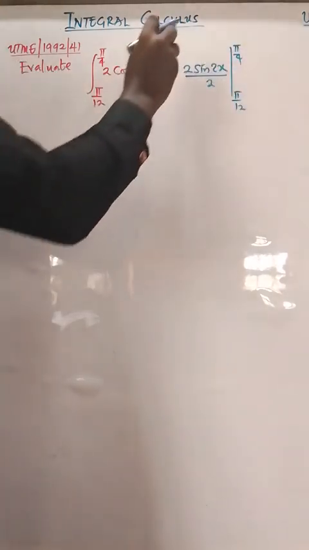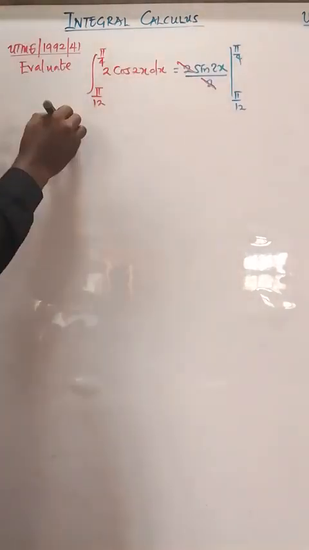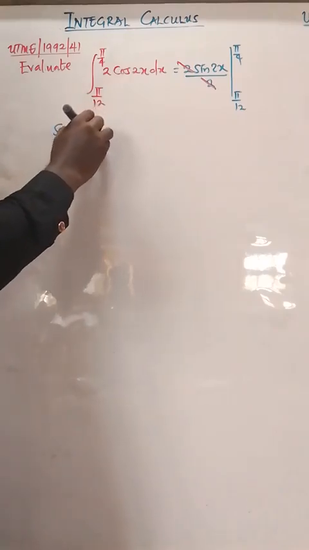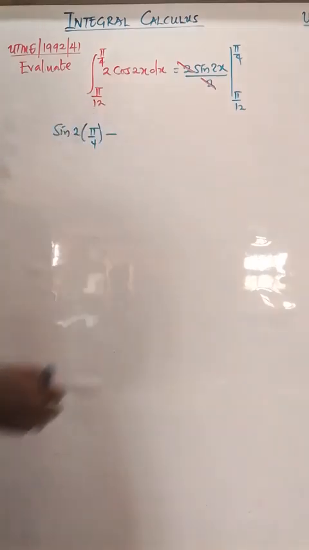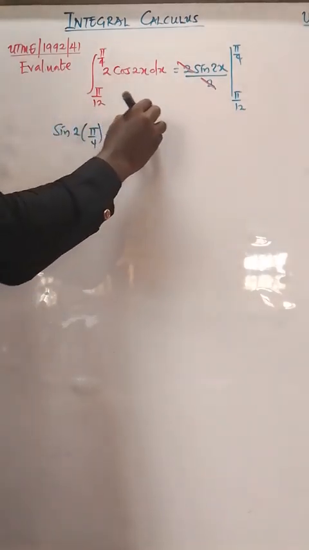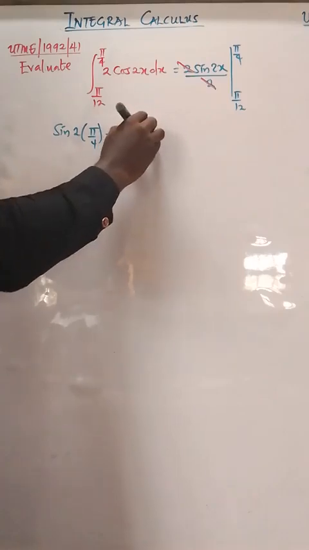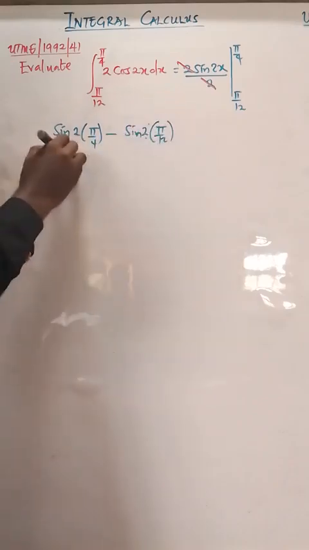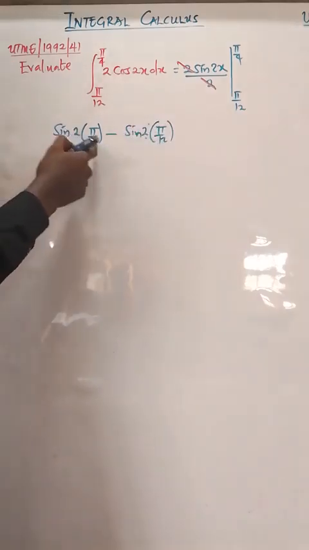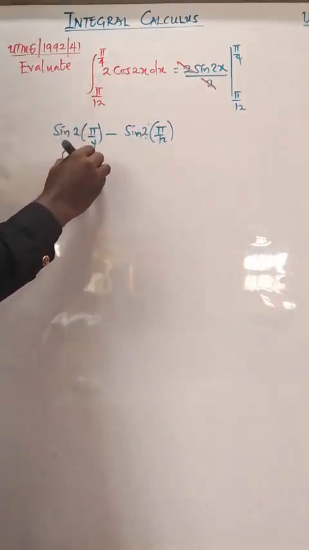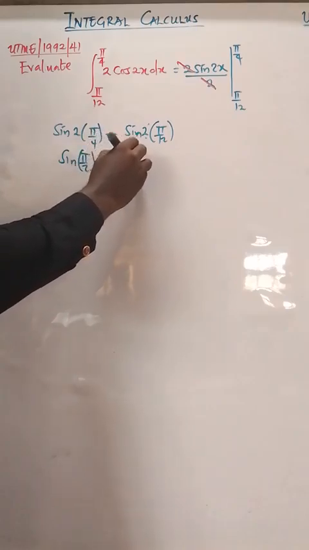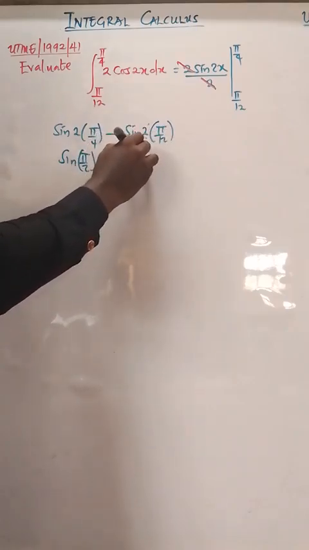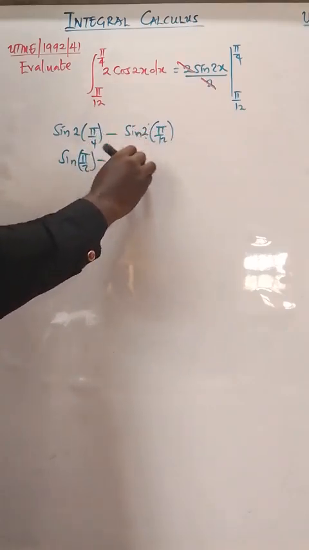And here 2 cancels 2. So input the upper limit. That will be sine 2 times x. What is the value of x here? Pi over 4. Minus, put the lower limit. Sine 2 times x, what's x here? Pi over 12. So this is sine 2 in 4, that is pi over 2. Minus sine 2 over 12 is 6, that's pi over 6.